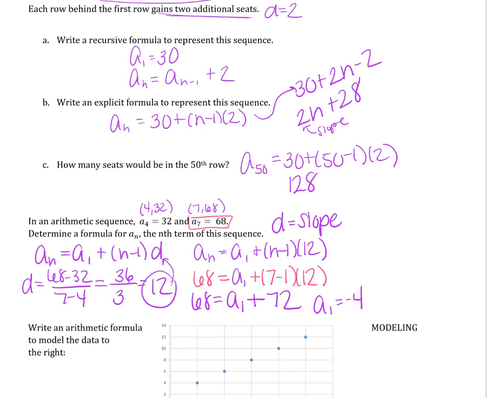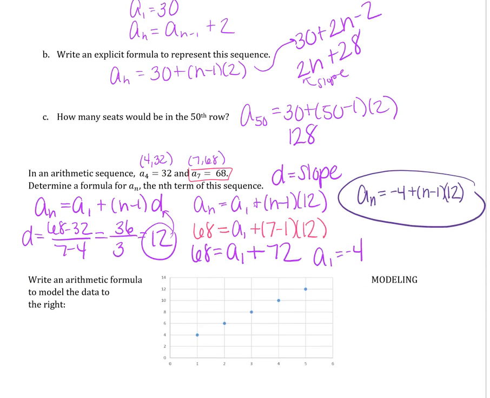So coming back to the original problem, if I want a formula for the nth term, a sub n is equal to the first term plus n minus 1 times the common difference of 12. And there you go.